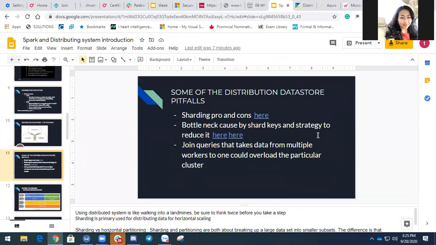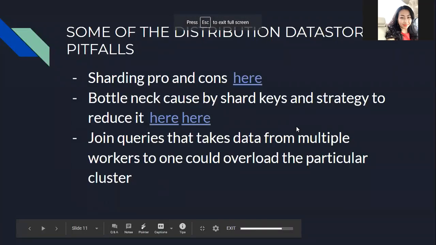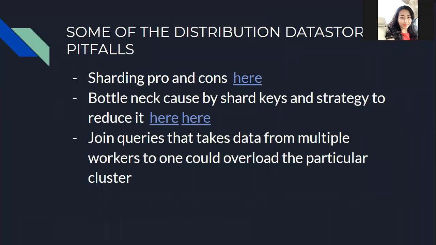Some of the pitfalls that I experienced while working with distributed data stores. Firstly, we need to talk about sharding. Sharding is primarily used for distributing data for horizontal scaling. There are pros and cons, and you need to look at whether your data store needs sharding or not, because it can cause bottlenecks, it can cause longer query times, and it also reduces the efficiency of your system. It's also a part of the DP200.